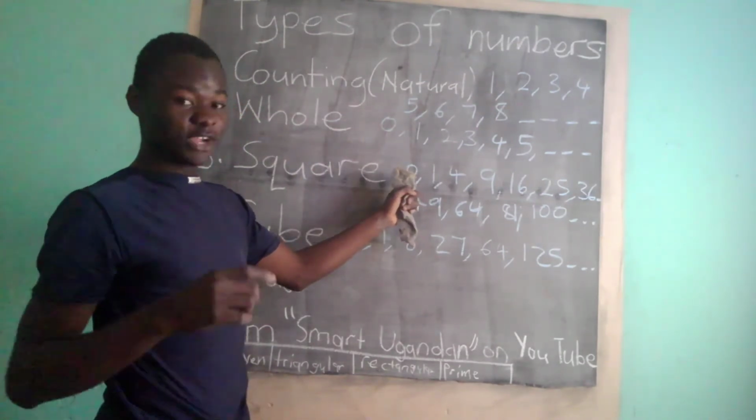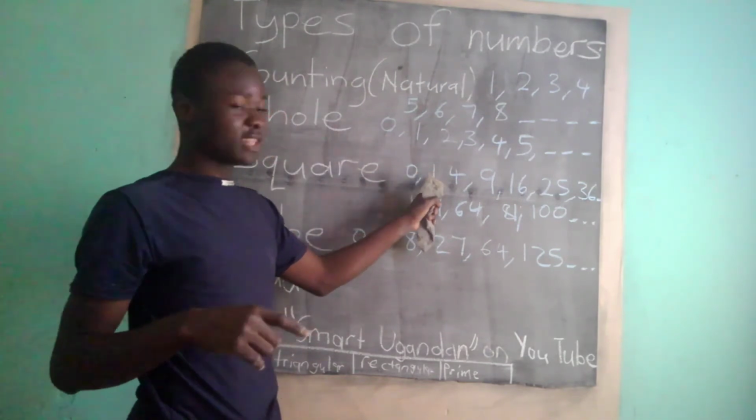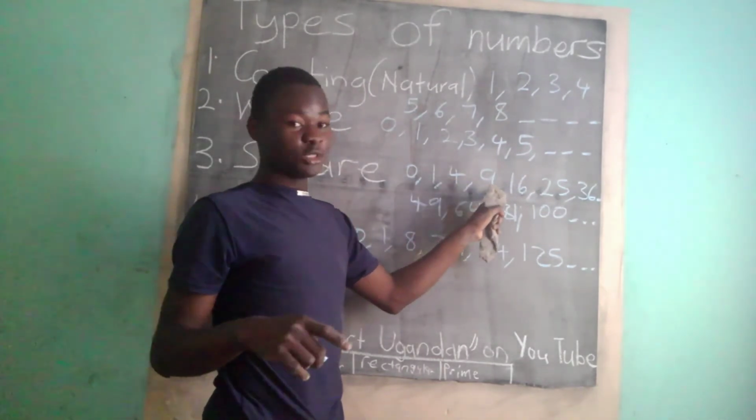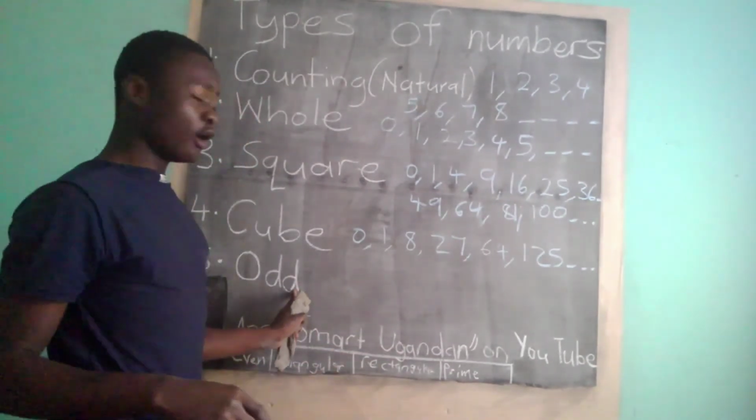Square is multiplying that very number by itself, two times. 0 times 0 gets 0. 1 times 1 you get 1. 2 times 2 you get 4. 3 times 3, 4 times 4, 5 times 5.